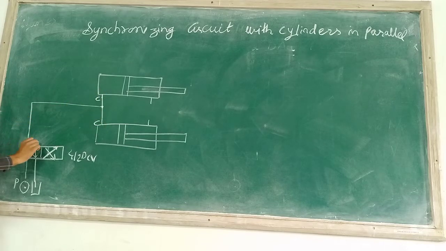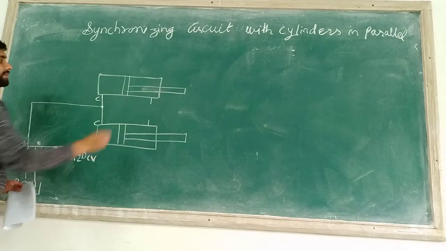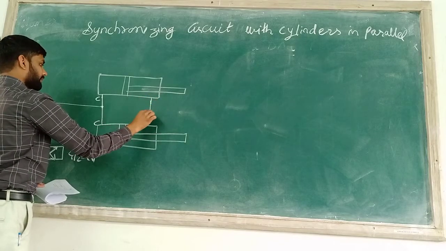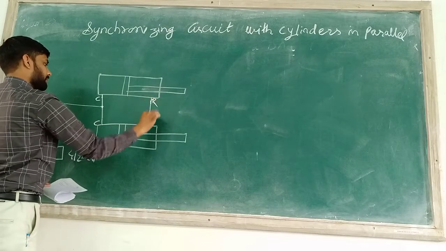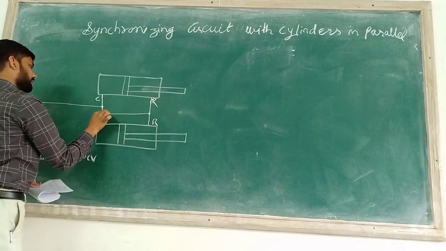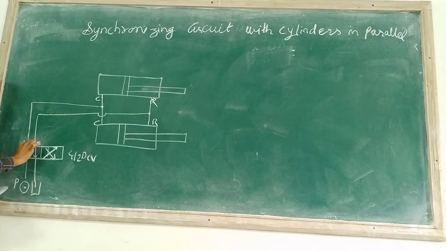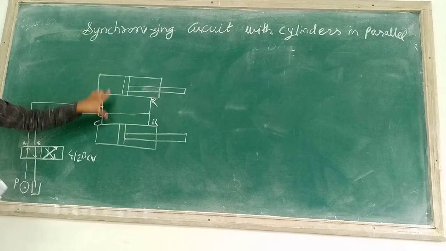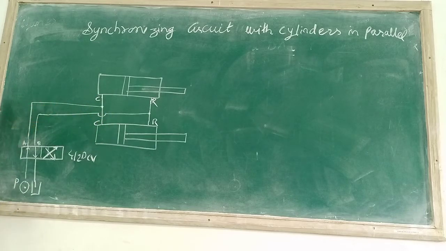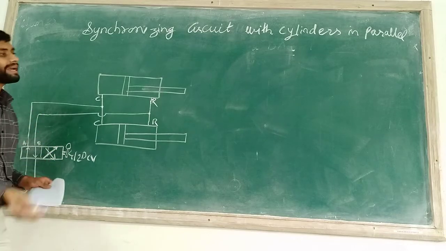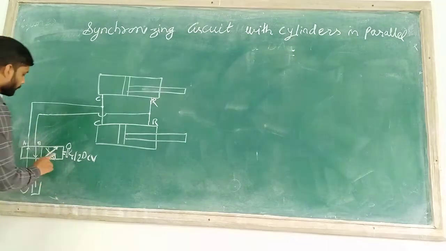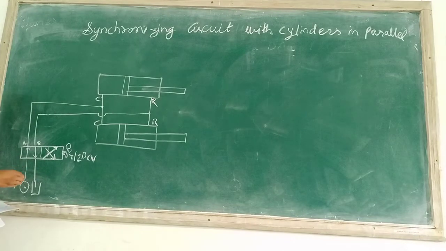Okay, and for the return line, both these ports are connected to the return line. So this is the circuit for the extension, and when we need retraction, at that time we change the position of this direction control valve. By changing the position of the direction control valve, we can get the extension as well as retraction. Okay.